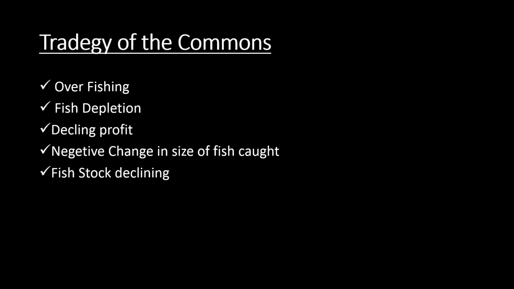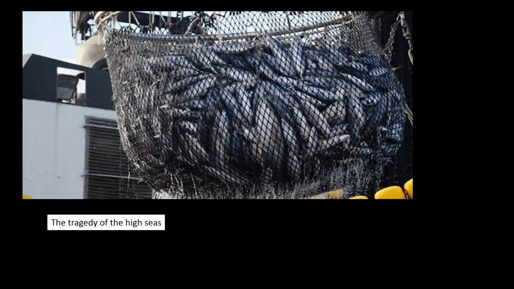Tragedy of the commons: overfishing, which will lead to depletion of fish, which will lead to decline in profits and a negative change in the size of fish caught, going from bigger quantities and bigger sizes to now smaller sizes, and eventually nothing caught. This is the visual representation of the amount of fish caught, which will lead to fish depletion.